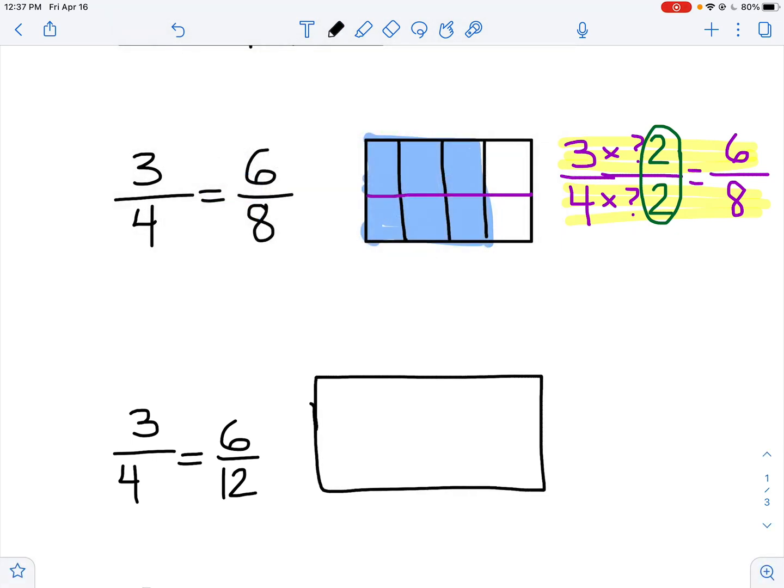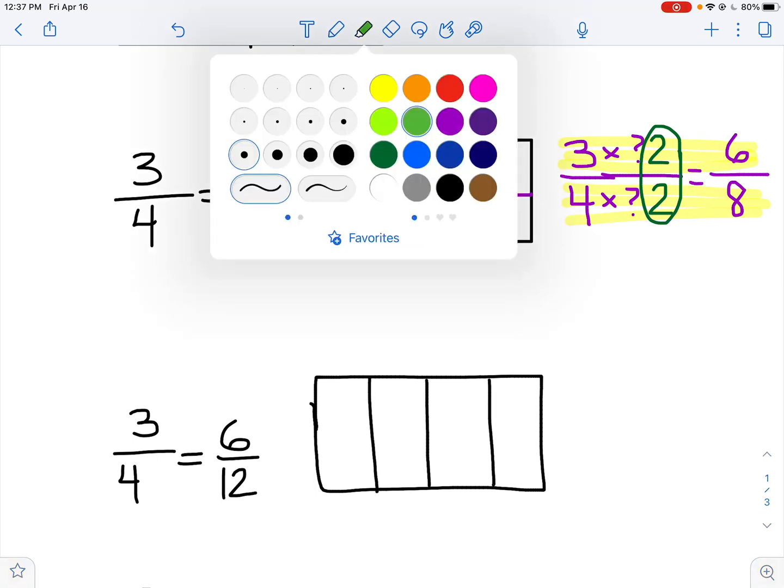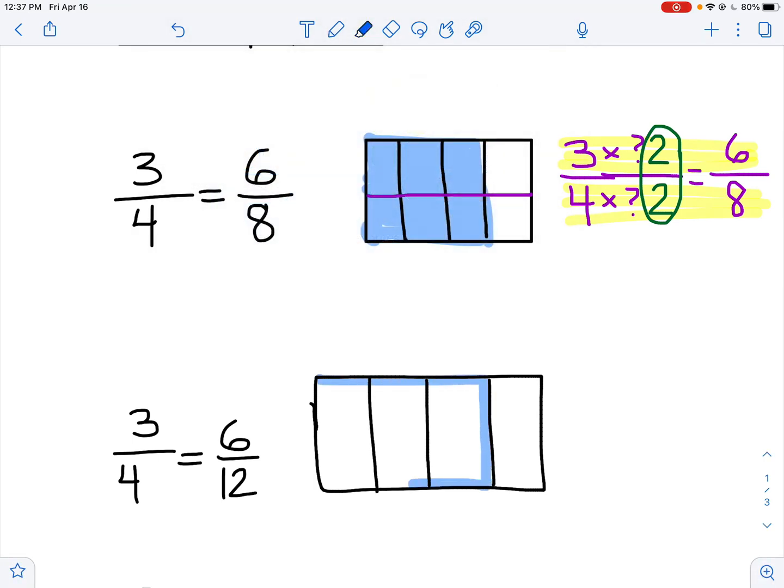Here we go. We've got a rectangle. I'm going to make my 3/4. I'm going to shade my 3/4. So here's our first number on the left. We're going to keep that steady. Okay, 3/4. Now we're going to see if we can make it equal to 6/12.